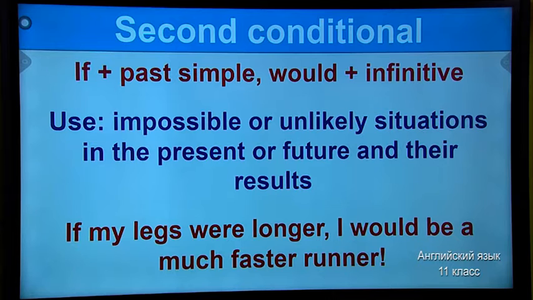Pay attention. It doesn't matter that you use past simple in the situation part, the sentence is in present. It is like your dreams. If my legs were longer, I would be a much faster runner. Actually, my legs are not long and I cannot run fast. I can wish if my legs were longer. It is like a dream or wish. But an impossible situation with an impossible result.